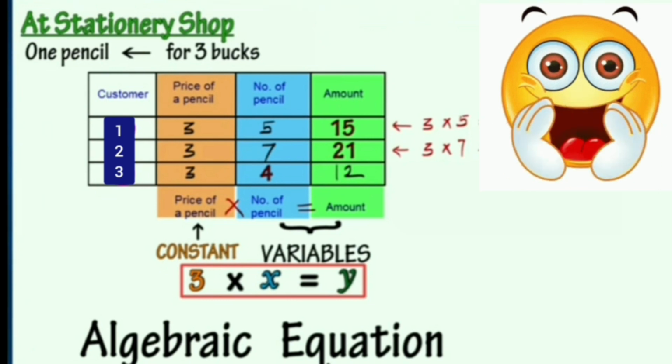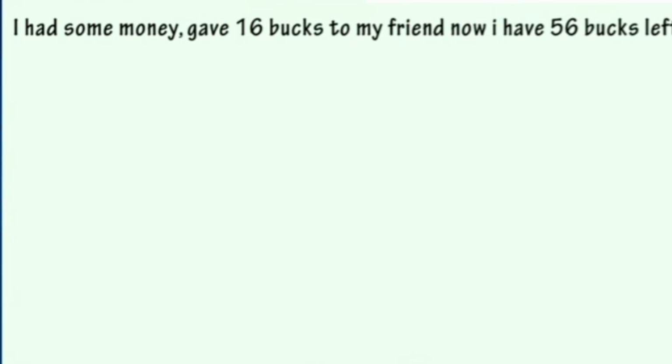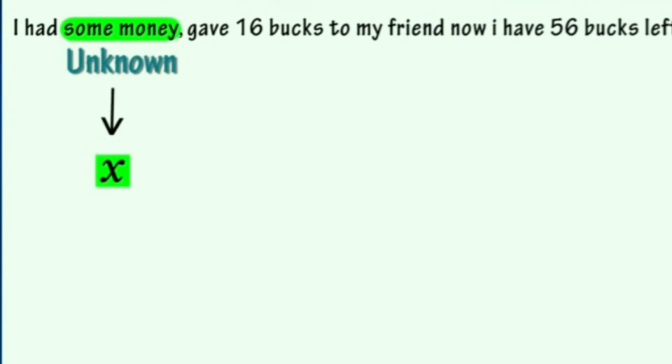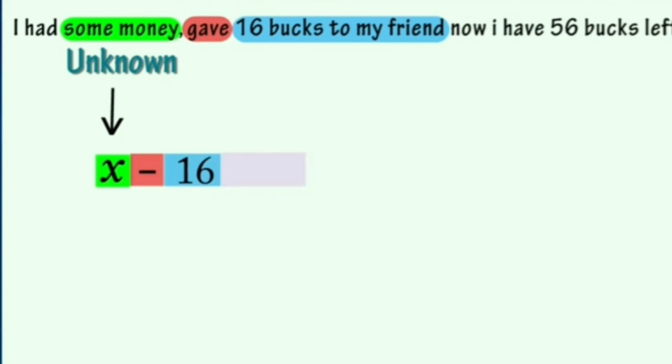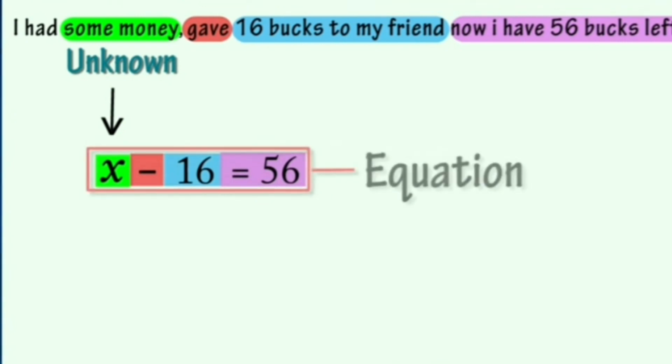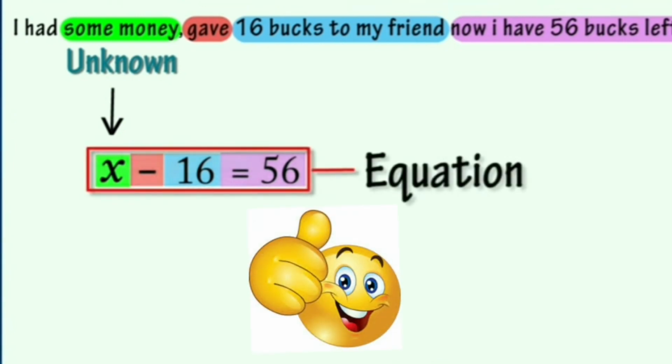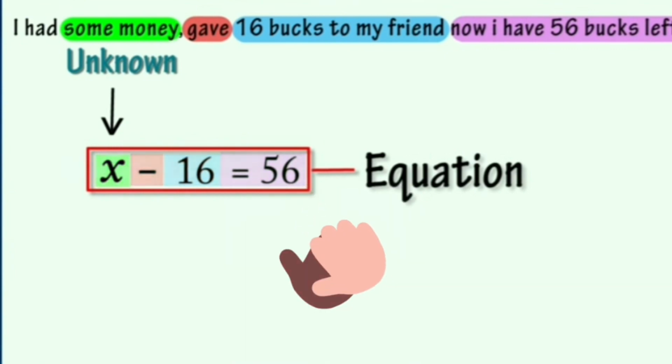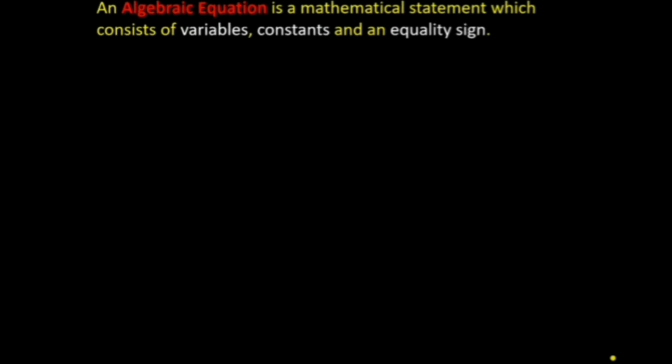Let us see the last example. Suppose I had some money. I gave 16 bucks to one of my friends. Now I have 56 bucks left. Here the money I had is unknown and as I gave 16 bucks to one of my friends, that means I need to subtract 16 bucks from my money. After that I have 56 bucks with me. Here is my equation. Am I right, students? Yes. Let's check how much we have understood by attempting the following questions.